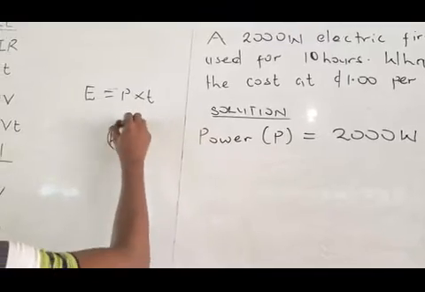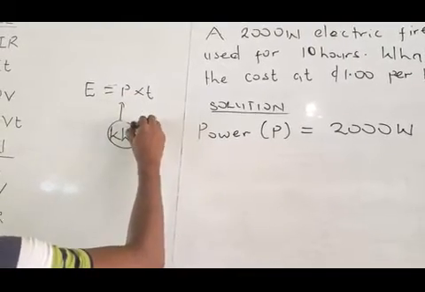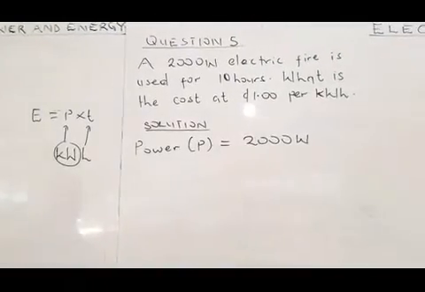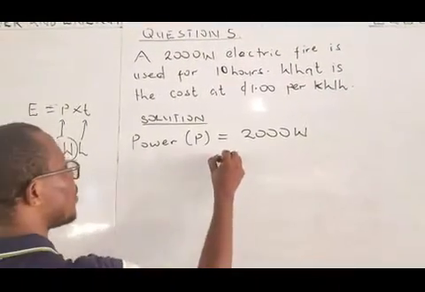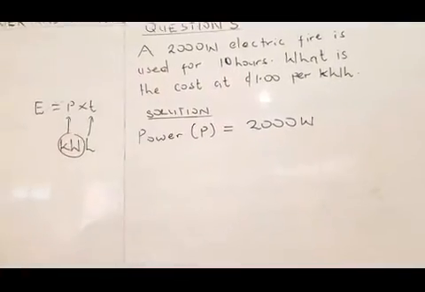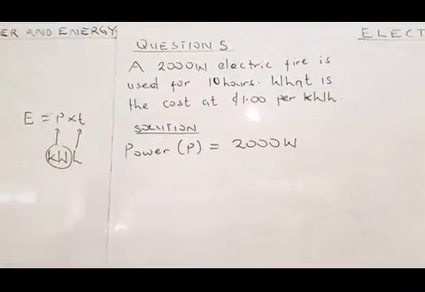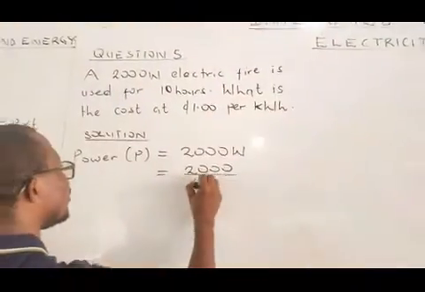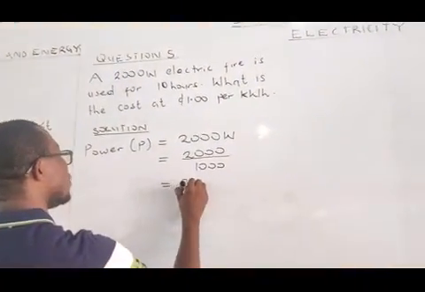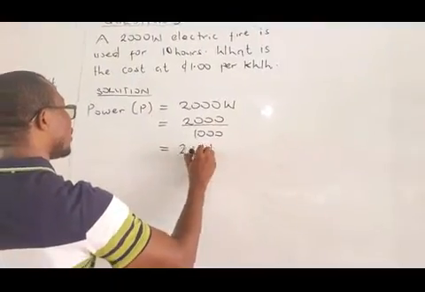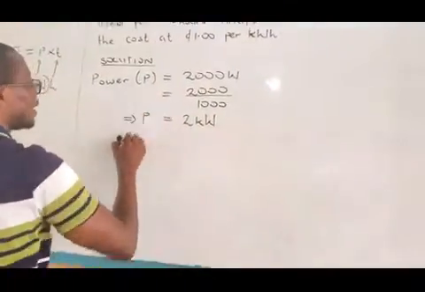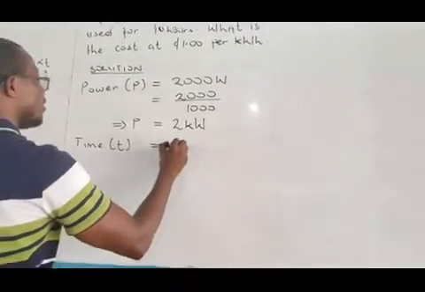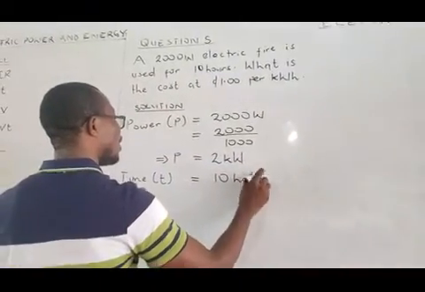So here, your power is in kilowatts, and then the time is in hours. So we convert the power from watt into kilowatt. How do you convert watt into kilowatt? In our previous question, I spoke about that. In that case, you divide by 1000. So this is equal to 2000 divided by 1000, and that gives 2 kilowatts. So this is the power in kilowatt. The time T was giving us 10 hours.